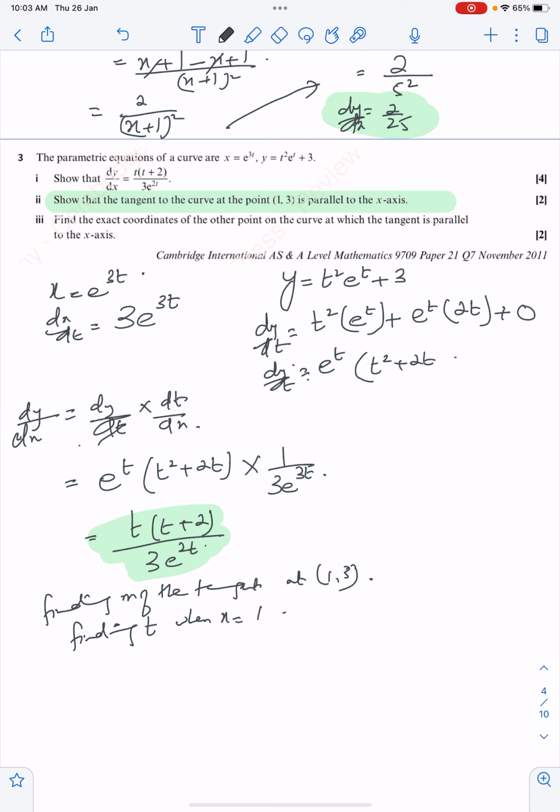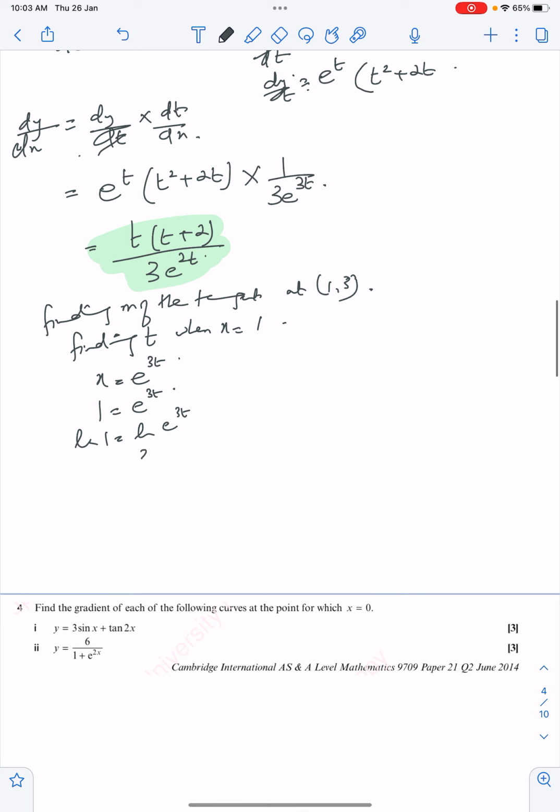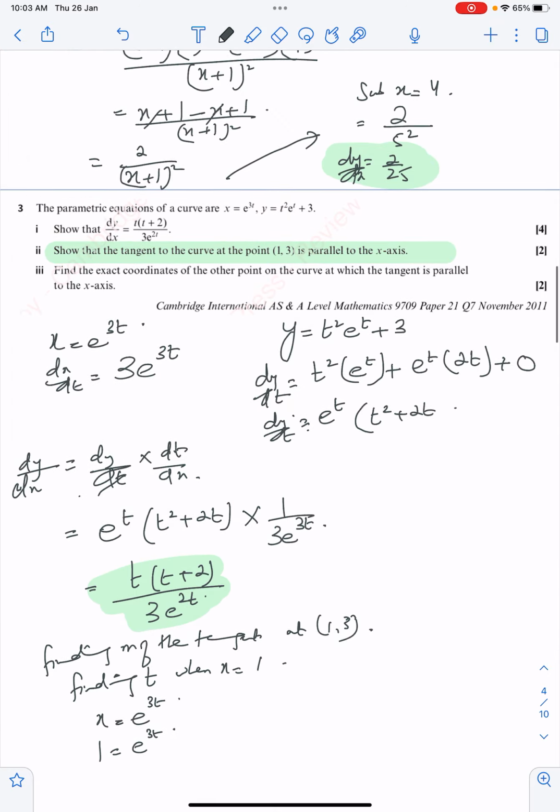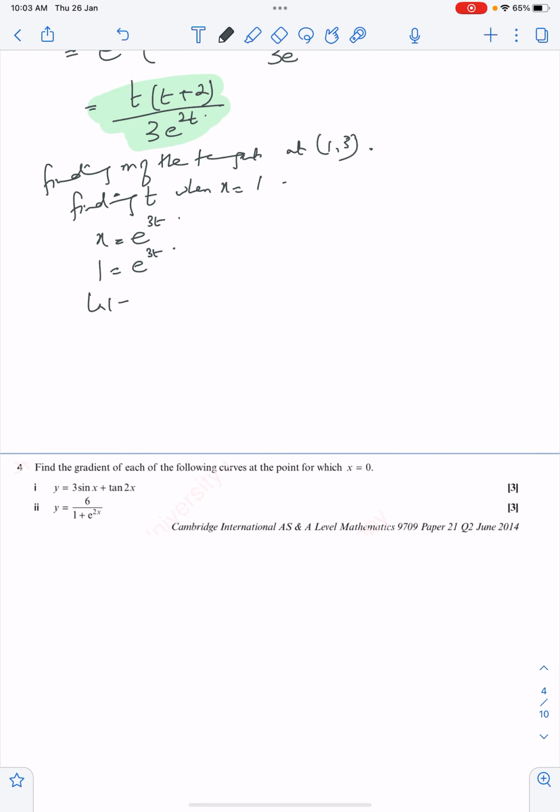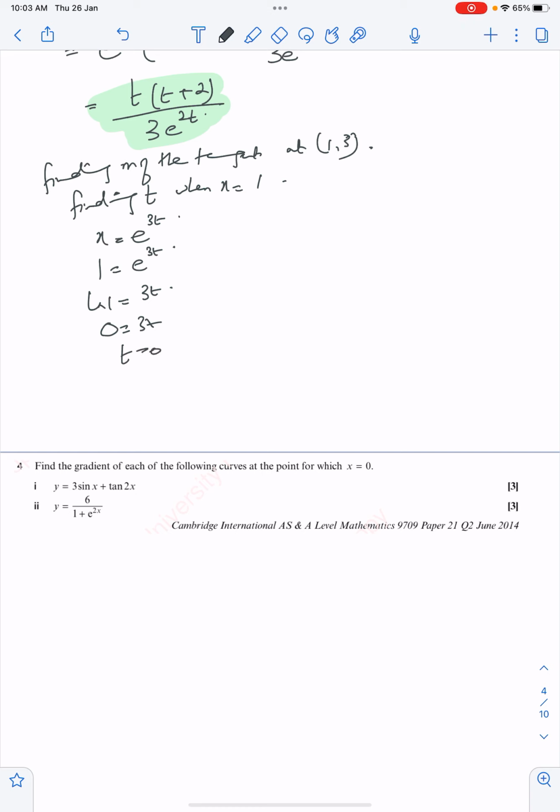Okay, finding t when x equals 1. I'm taking the first equation, x equals e to the power 3t. So x is 1. If you want to remove e from one side, you put ln on the other side, or you put ln on both the sides if you want to. ln e to the power 3t. This will become 3t equals 0 and t equals 0 because ln 1 is 0. Or if you wanted, in order to remove e from one side, you could have introduced ln on the side. ln 1 equals 3t. Okay, and ln 1 is 0, so 3t equals 0, t equals 0.